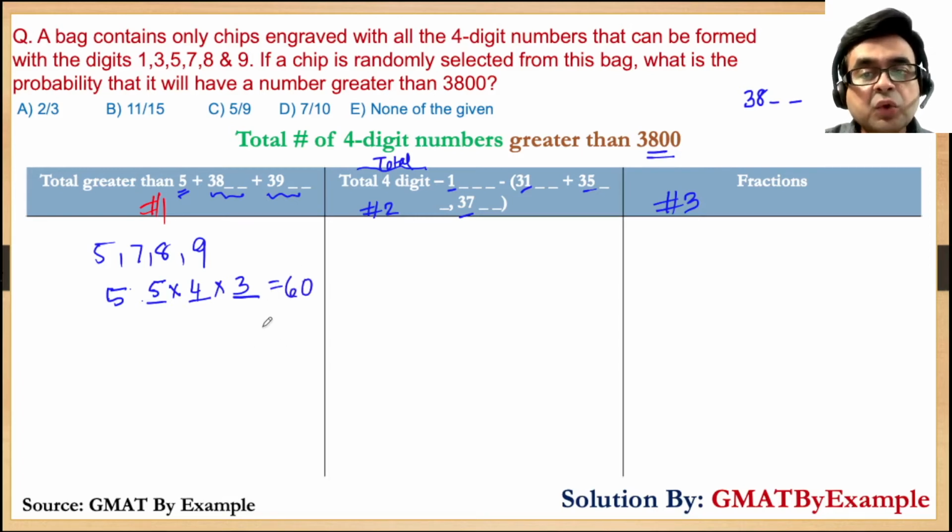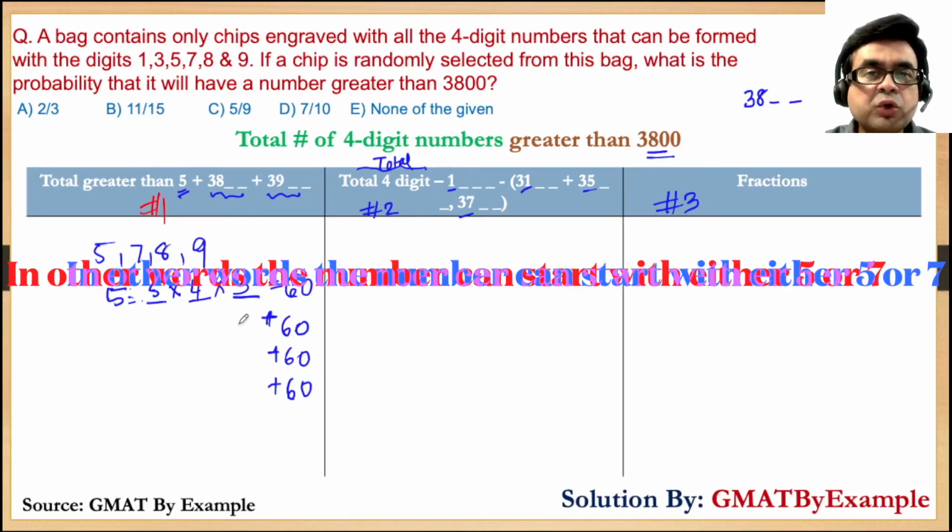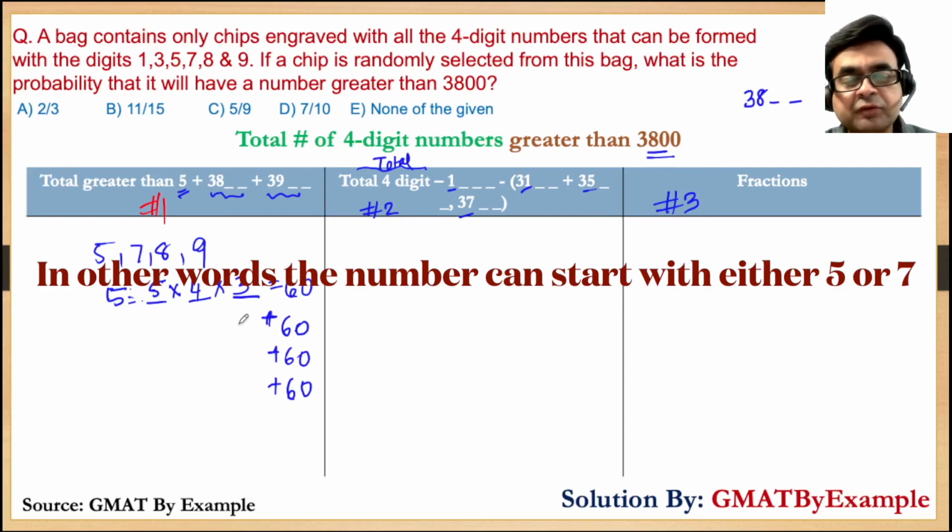One thing that you would notice is that the exact same thing would apply to 7, 8 and 9. So for all of these, I would have 60 ways of doing exactly that. And I have a plus sign here instead of a multiplication sign. Why? The reason I have a plus sign is because the numbers that start with 5 cannot start with 7. So they are 2 different mutually exclusive cases, and hence I do not multiply them because they cannot happen at the same time.